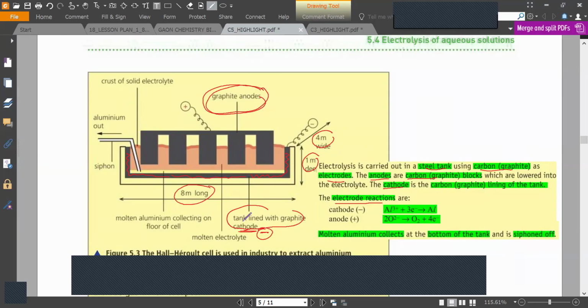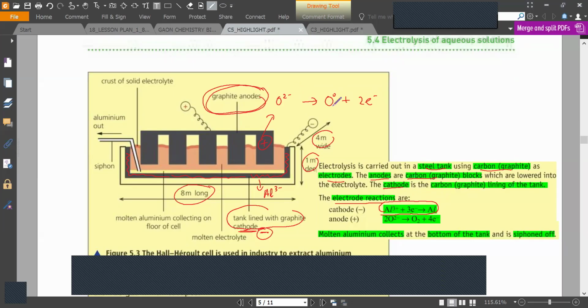So the cathode is negative, so it will attract the aluminum to here. This one is positive, so it will attract the oxygen. Now the reaction will happen. First, the oxygen will be discharged. How does it discharge? It will let go of electrons. We present it like this. It will let go of 2 electrons to get to 0.